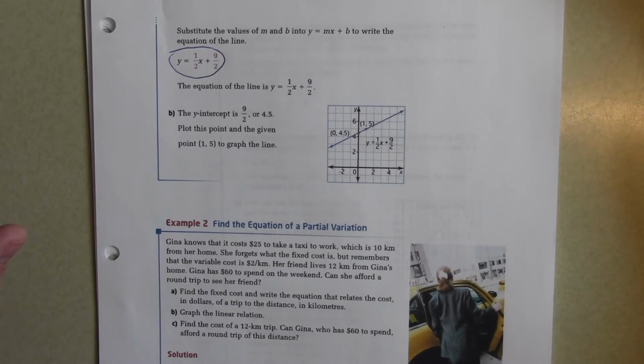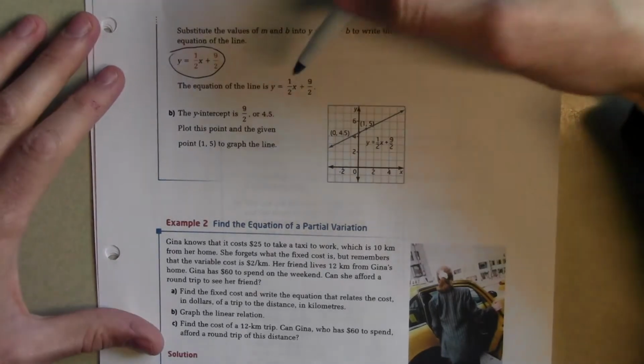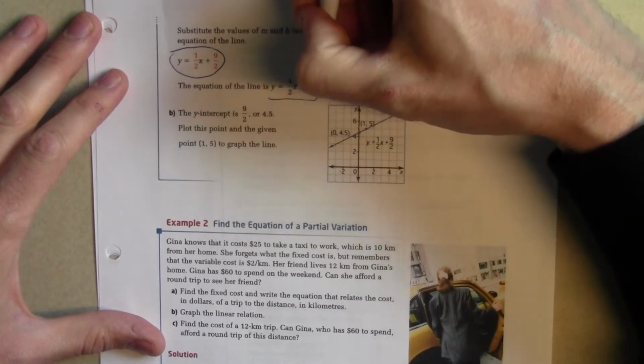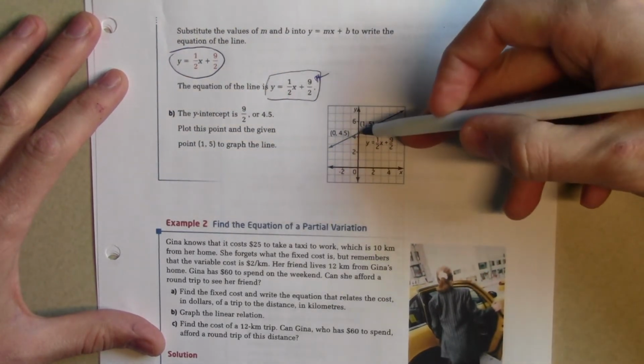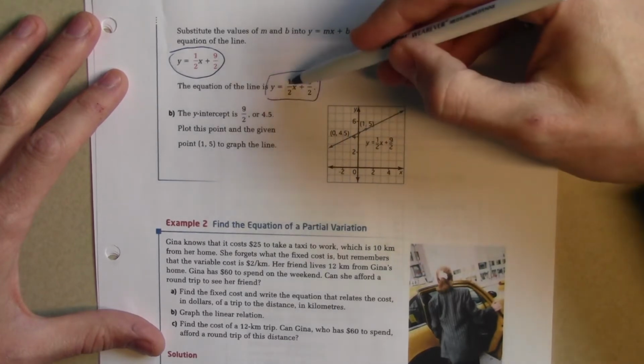Okay? Second question says graph the line. We should all be familiar with how to graph this now. So the starting point is always the y-intercept. So you go up to 4.5, and then you're going to rise 1 every time.